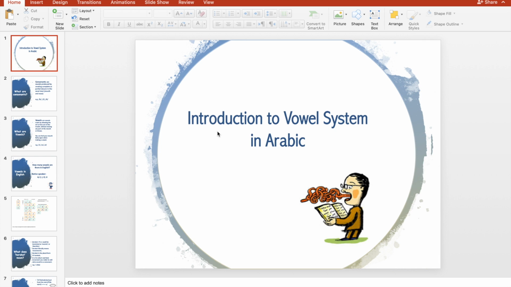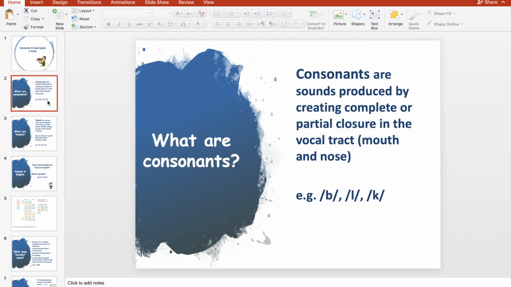Before I start explaining vowels in details, it would be a good idea to introduce some definitions so we understand the grammatical terms we come across in this lesson. Number 1. What are consonants? Consonants are sounds produced by creating complete or partial closure in the mouth.